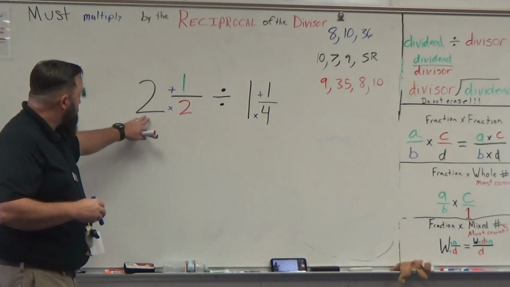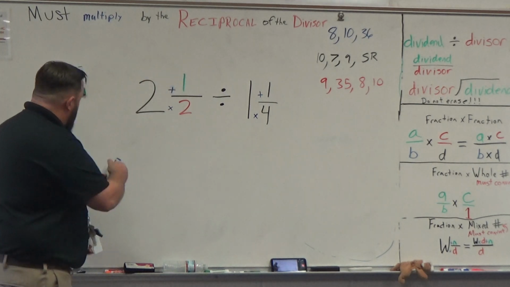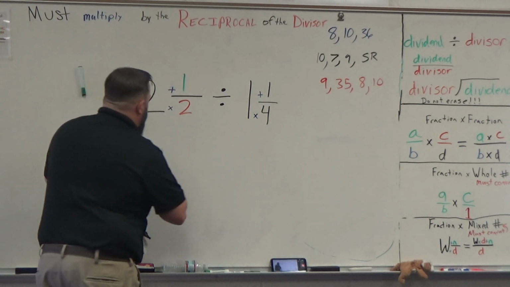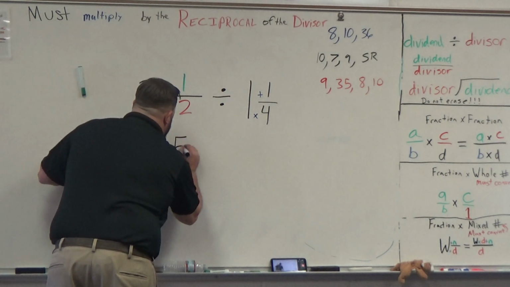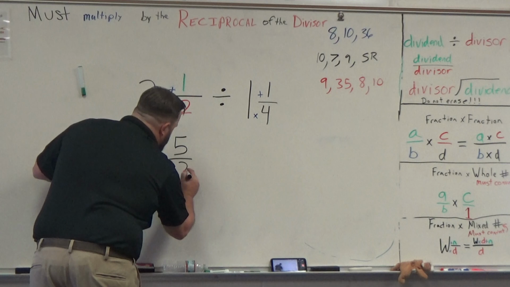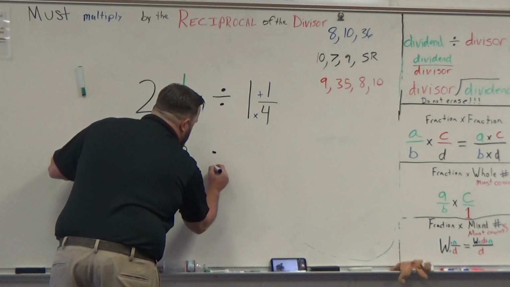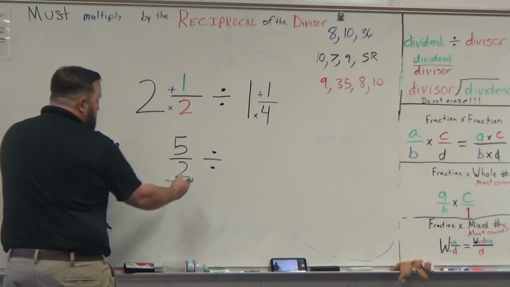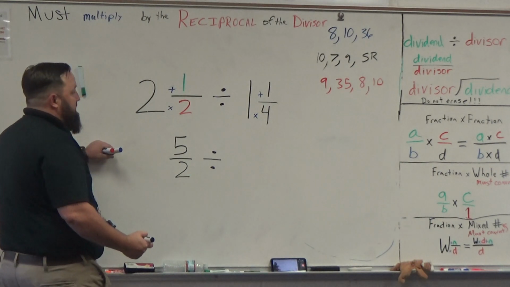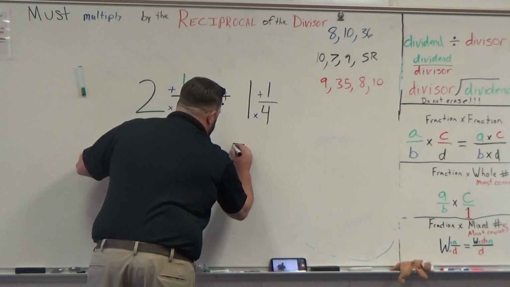So 2 times 2 is 4. 4 plus 1 is 5. So we got that 5 halves that we were talking about a while ago. Alright, 5 halves. Alright, and some of you are skipping this step today, and we talked about it. You got to stop skipping this step. Keep it set up. I'm still dividing. Okay, I haven't changed anything yet. 1 times 4 is 4. 4 plus 1 is 5. So I get 5/4.